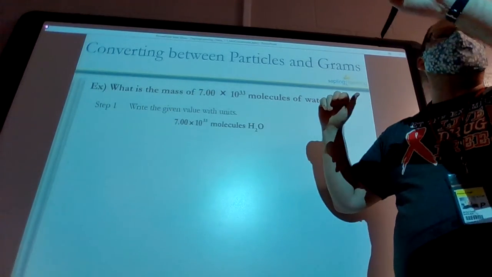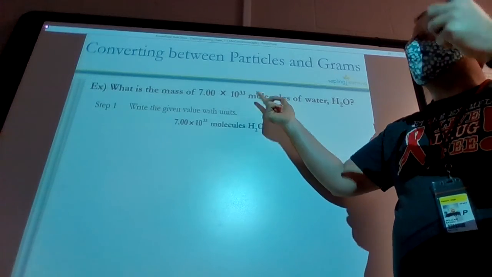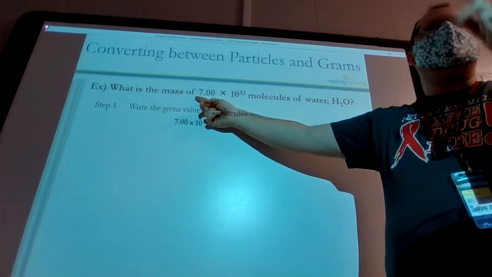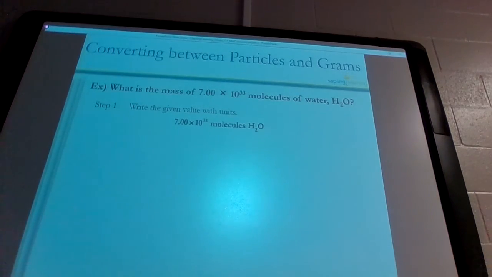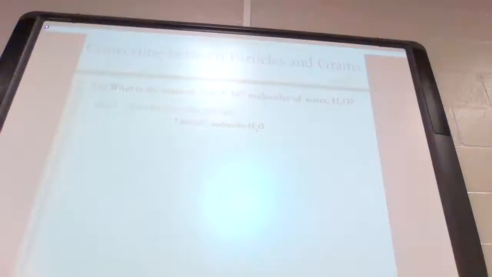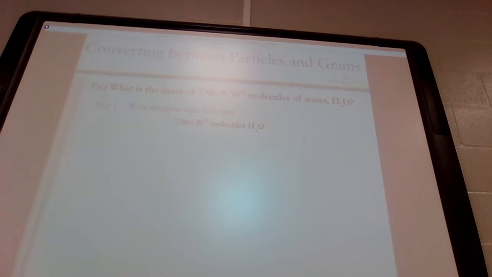So I need to take two steps here. I'm starting at molecules, which is particles, and I'm going over to mass. Step one, divide by Avogadro's number, and when I do that, my new answer is moles. And then step two, I need to multiply by my molar mass, which is going to take me to mass. Let me do it on the board so everybody can see. I start off with 7.00 times 10 to the 33 molecules. I'll write molecules because it's not moles.